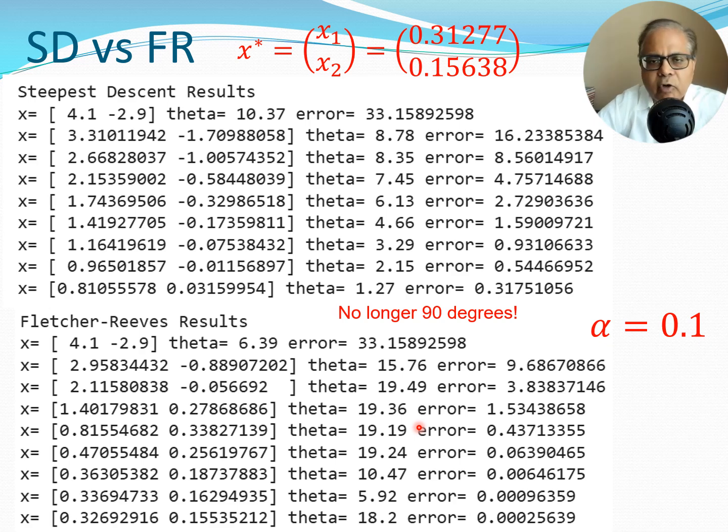Now remember, here I'm not using anything like an exact line search, so I do not get theta as 90 degrees. And this is one of the powerful things done in machine learning. Machine learning people do not actually use the exact step size calculation in steepest descent.